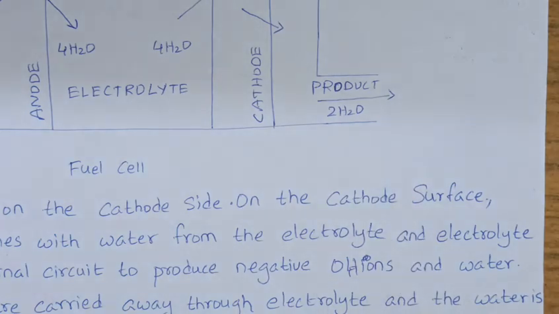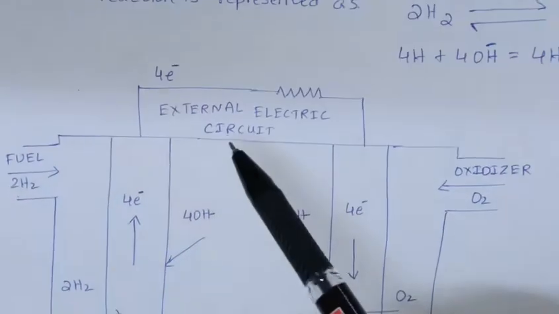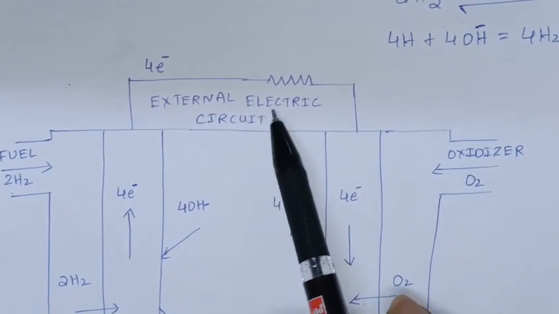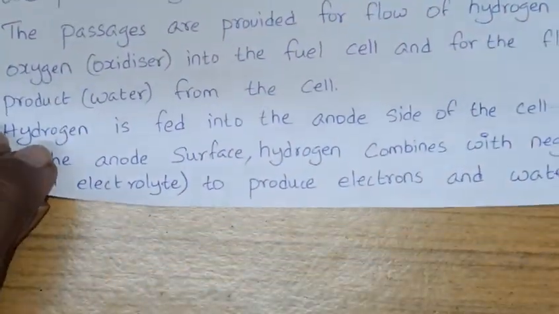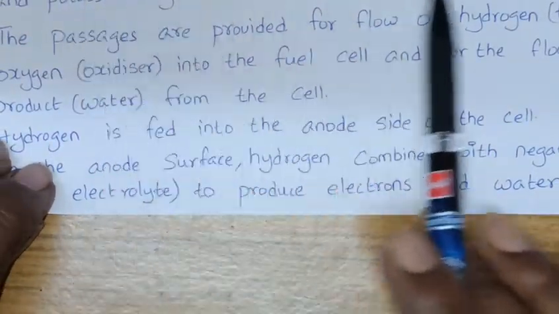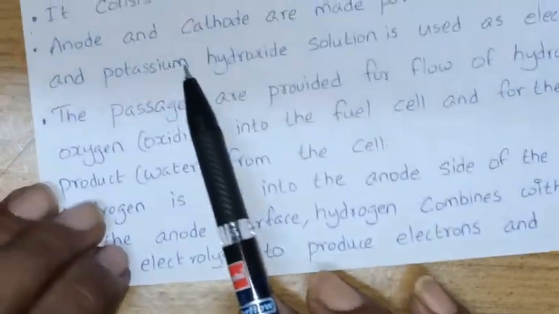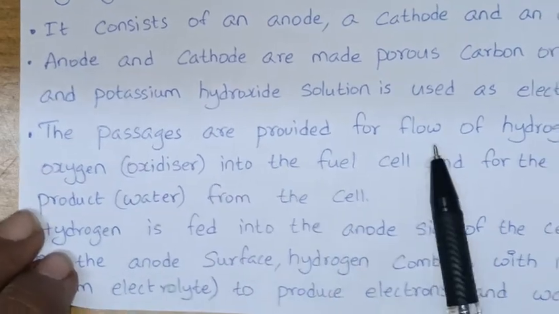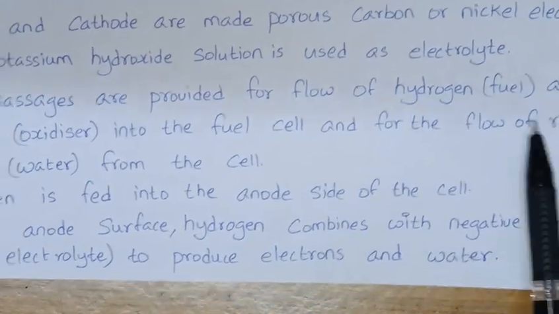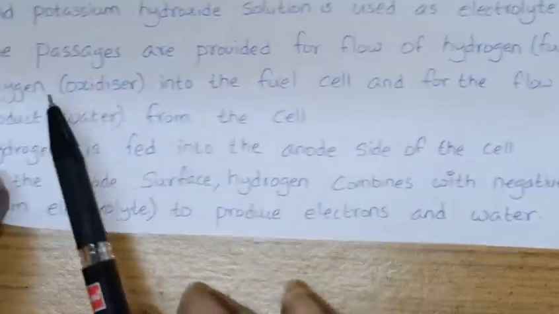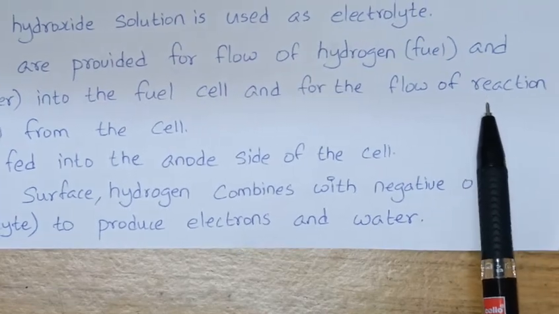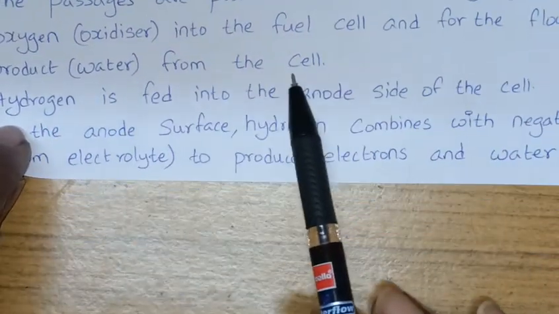Now we will see how this conversion is taking place. On top of this diagram you can see the external electric circuit. Now we will discuss the anode, the passage. Now we will see exactly what is happening inside. The passages are provided for flow of hydrogen fuel and oxygen oxidizer into the fuel cell, and for the flow of reaction product water from the cell.